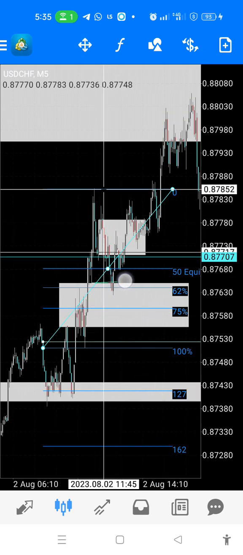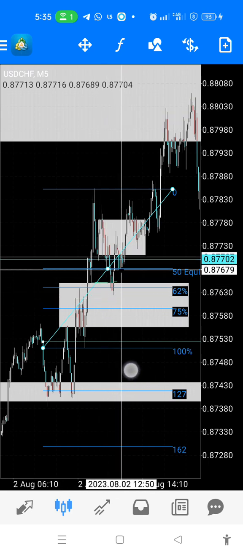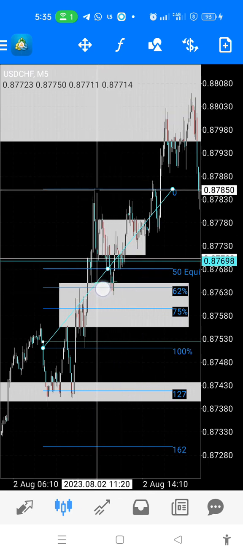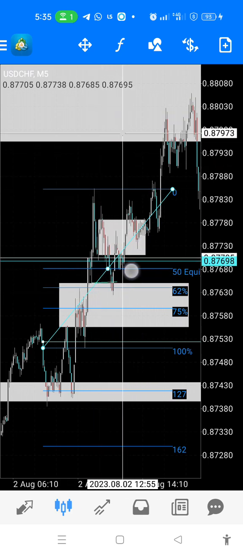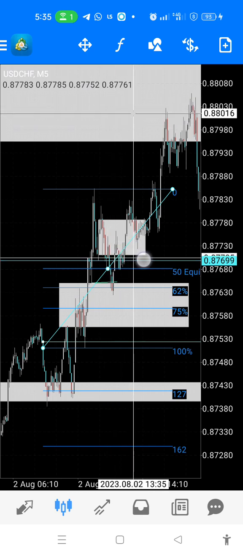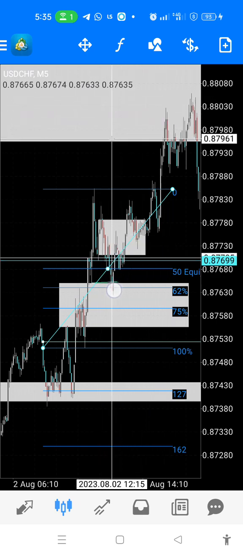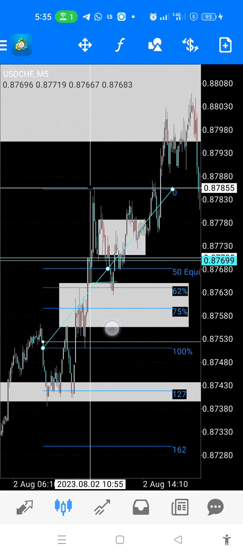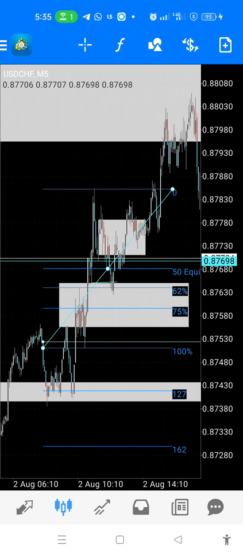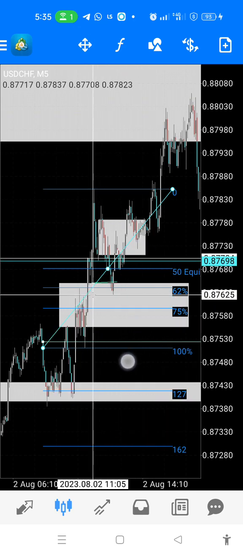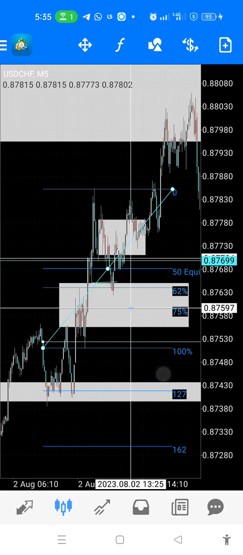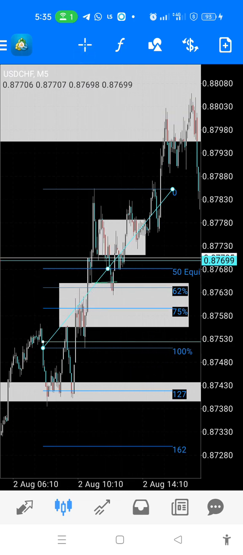Now my target for this particular entry was this high here. Then my overall draw was this high here. This was where I closed all my entries. So unfortunately, I forgot to screenshot this particular entry here.